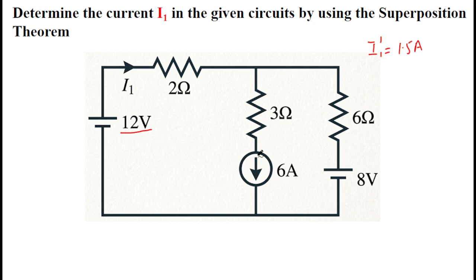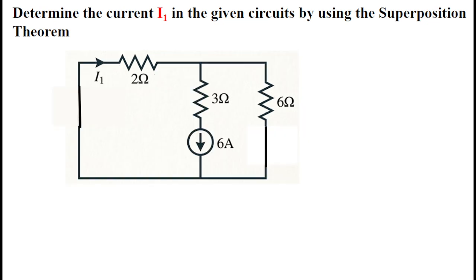Now the second source is the 6 ampere source, so we consider the 6 ampere source acting alone. The circuit would look like this. Here the 6 ampere current is divided into two parts: one part flows into the 6 ohm resistor and the other part flows into the 2 ohm resistor. So we can apply the current division rule to find the current in the 2 ohm resistance. Let this be I1 double dash, due to the second source.